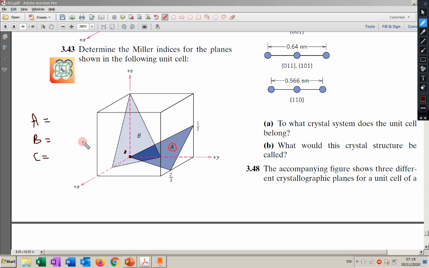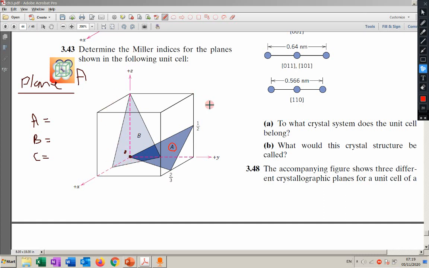So the first case where we know that the origin is not at the right location is when the plane is intersecting the origin. If the plane intersects the origin, you have to shift the origin to somewhere else. So this is not going to be an origin for me. For B, it's okay, there is no problem. But for A, to find the Miller indices for plane A, we have to change the origin from here to somewhere else.